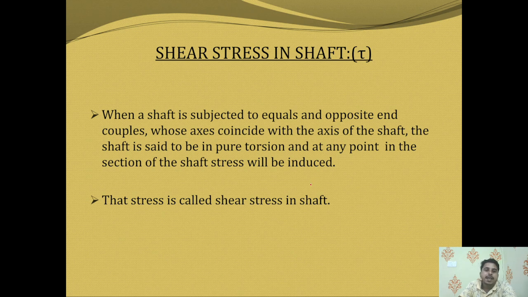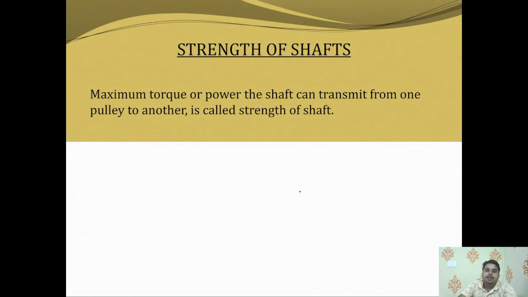Okay, so when a shaft is subjected to equal and opposite end couples whose axes coincide with the axis of the shaft, it is said to be in pure torsion. Okay, and at any point in the section of the shaft, stress will be induced. This stress is called shear stress in the shaft. Next, what is the strength of the shaft in terms of shear stress or angle of twist? The maximum torque or power the shaft can transmit from one pulley to another is called the strength of the shaft.